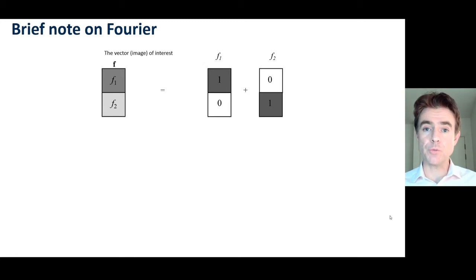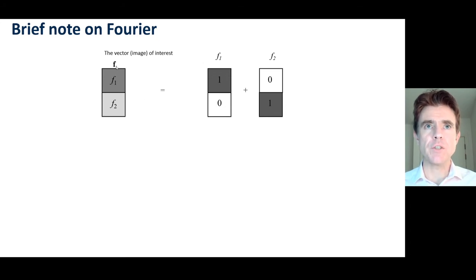Okay, so I just want to finish with a further brief note on Fourier analysis. So consider this very simple case of a 2-pixel image. We'll see why it's 2 pixels, because it allows us to visualize what's going on very easily. Or indeed, we could consider this as a 2-sample function. Anyway, let's consider it as a 2D image with just 2 pixels.